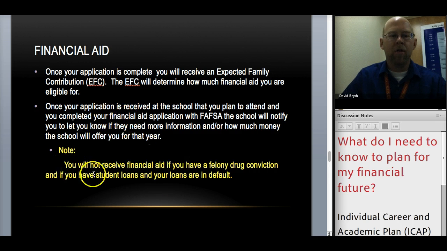One thing to be aware of, though, you won't receive financial aid if you have a felony drug conviction or if you've had loans in the past and your loans are in default, like you haven't been paying them. Those are two things that prevent financial aid from occurring. So keep those in mind.